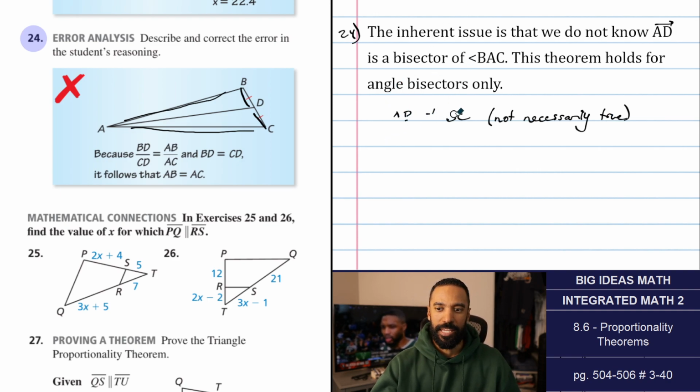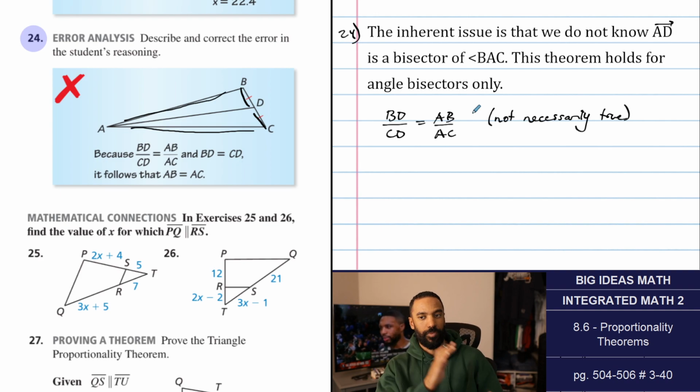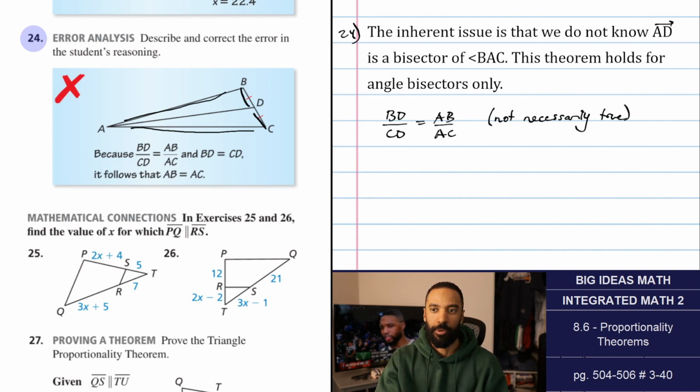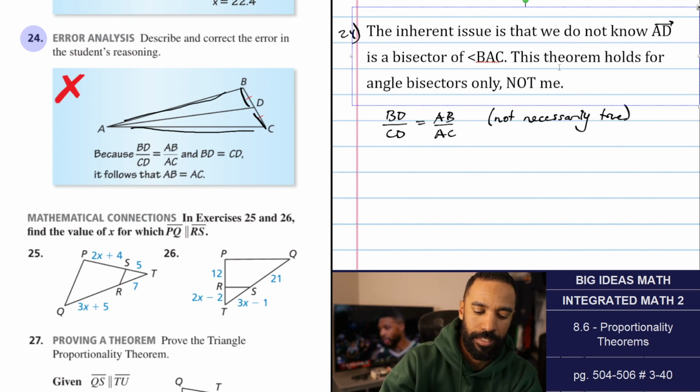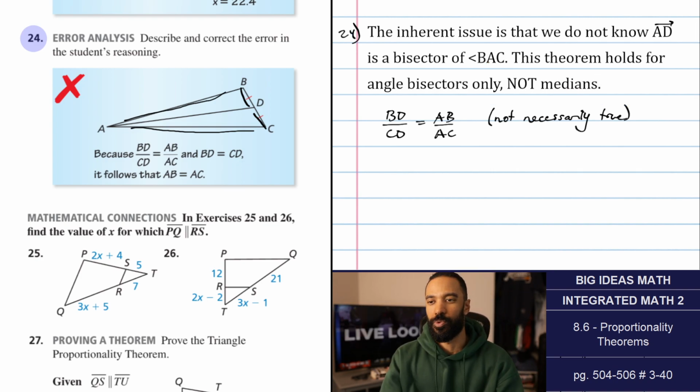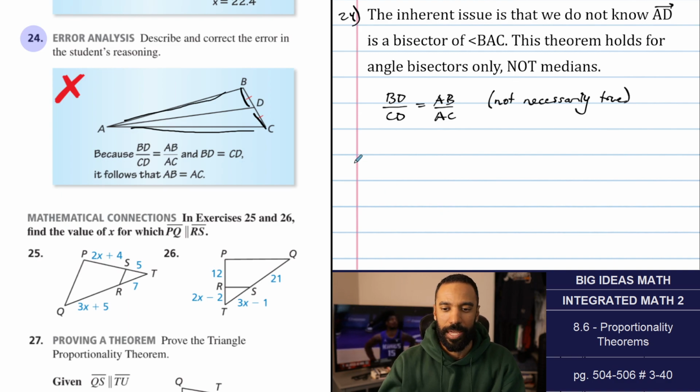So actually, let me say that. BD, so I said that was correct. What I meant was that that aligns with the proportionality that we would go by. The problem is we don't have an angle bisector. We have a median. So angle bisectors only, not medians. Once we look at the proof, we'll know what to do with that.